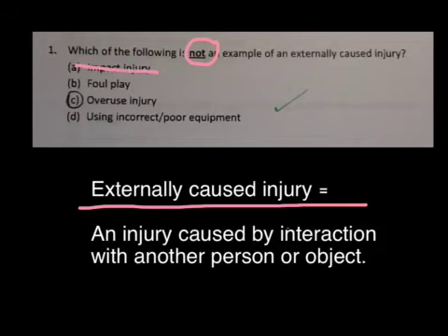If an externally caused injury is to do with interaction with another person or another object, then impact can be ruled out straight away. Foul play, so a bad tackle or an illegal move, we can rule that one out as well. Anything to do with equipment is an external object, so we can rule that out. That only leaves us with one, overuse injury. Hopefully you knew that an overuse injury is an injury that occurs over a long period of time, often to do with repetitive actions.